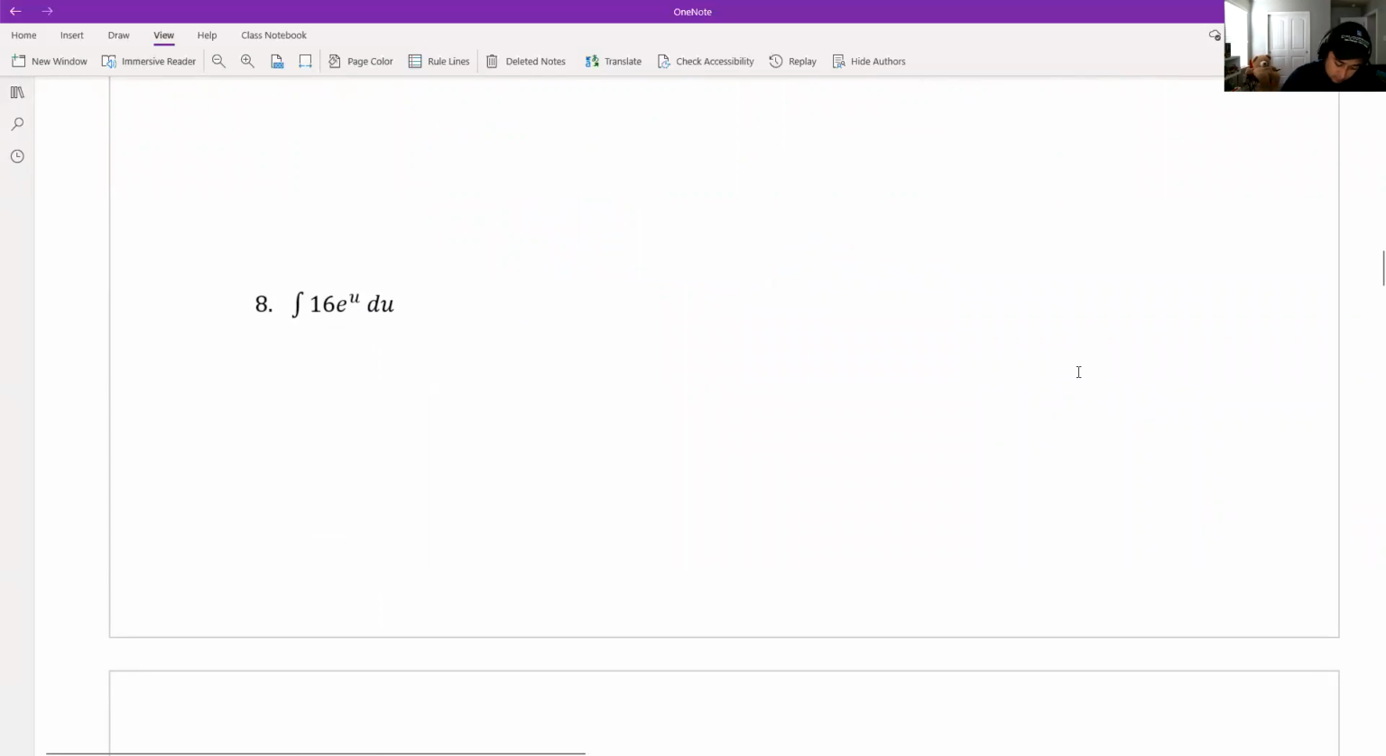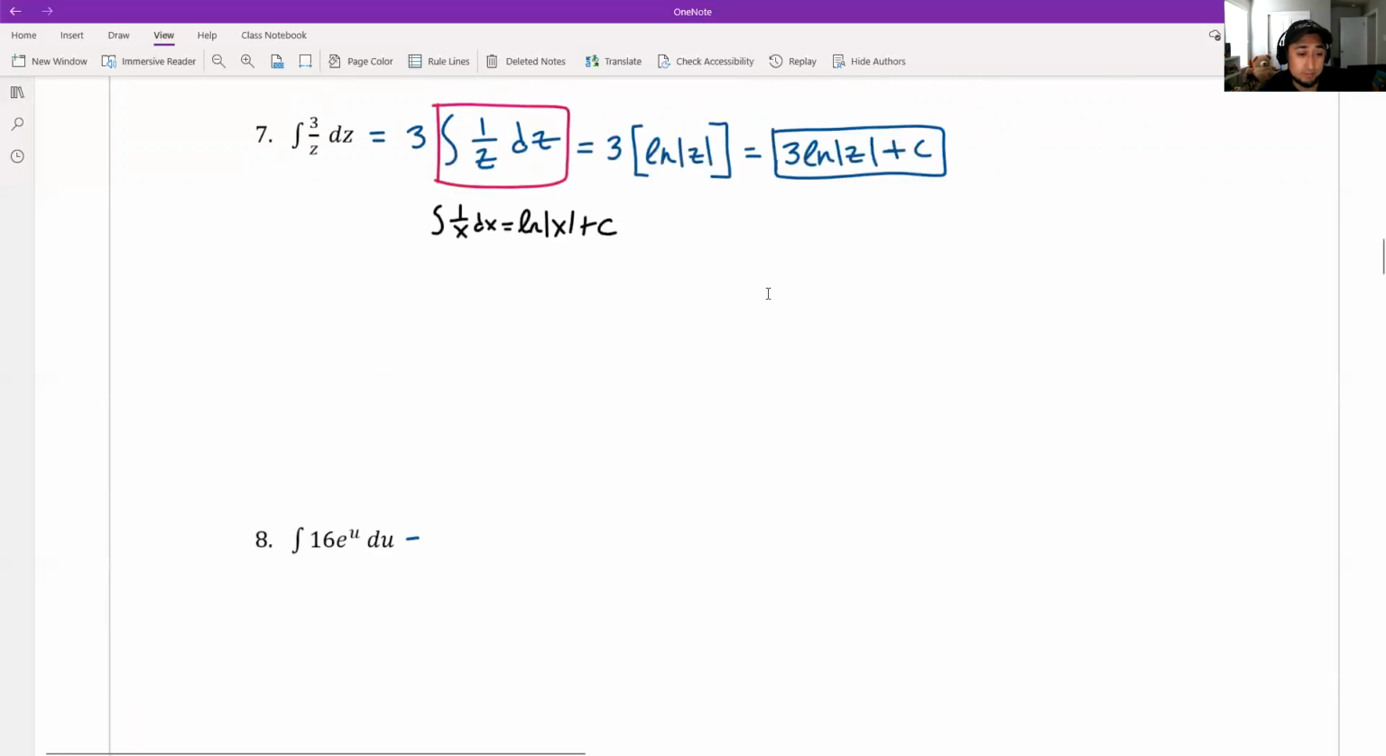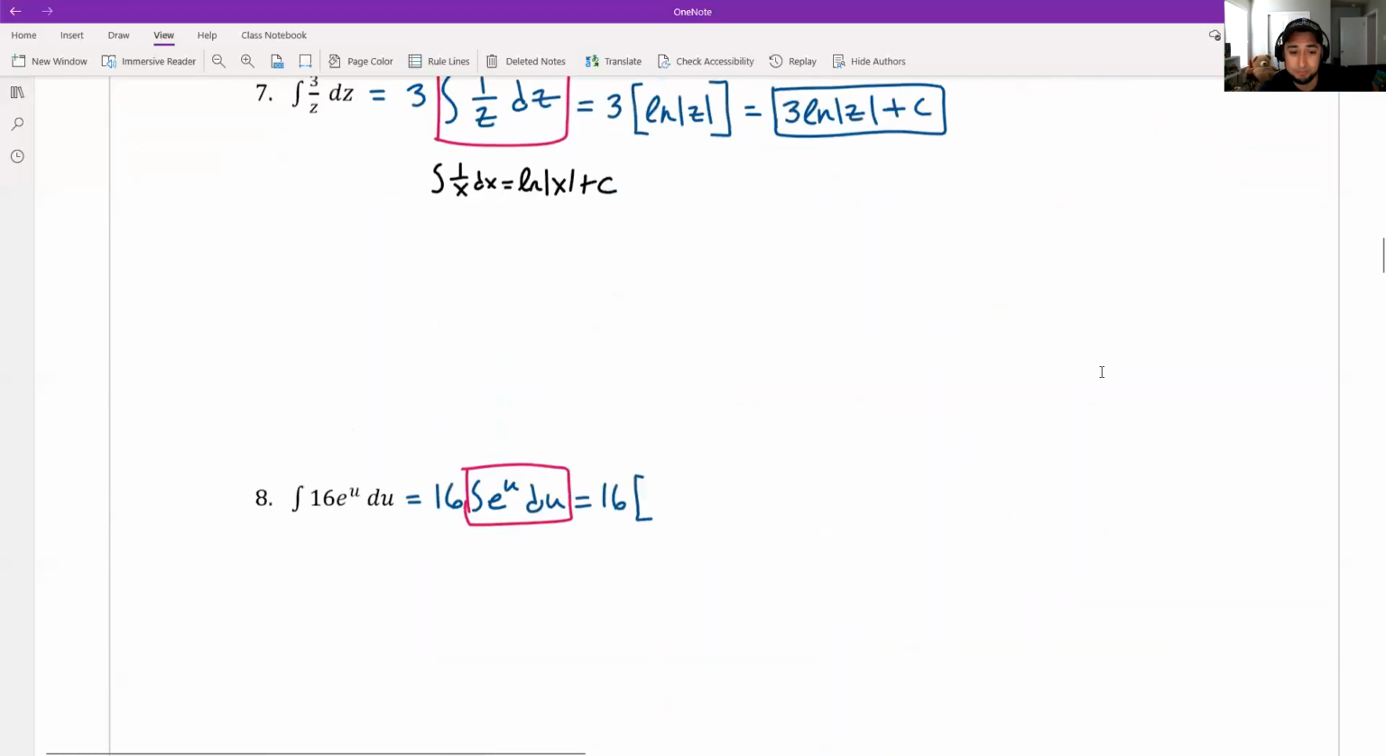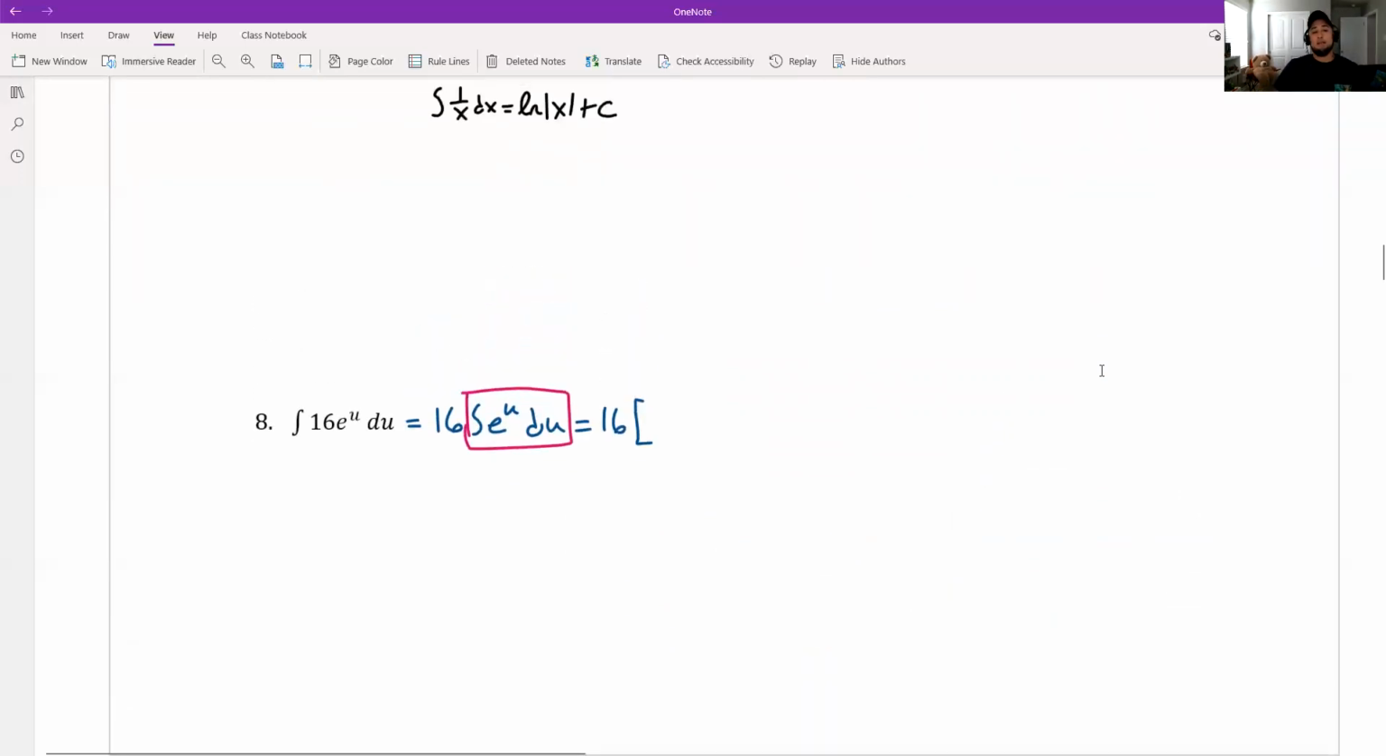Number 8. 16e to the u. The first thing I'm going to do is move the 16 out. 16 times the integral of e to the u du, where I only need the integral of this part. So the 16 hangs outside, bracket for neatness. And for this one, we're going to use number 2. The integral of e to the x dx is still e to the x.